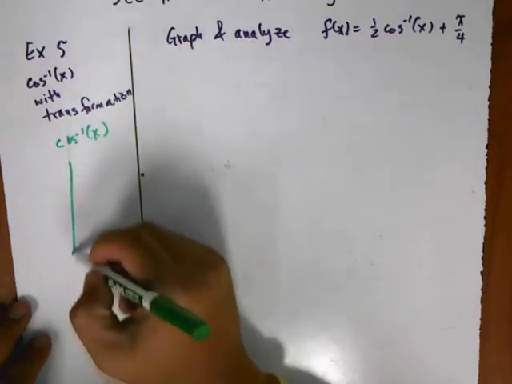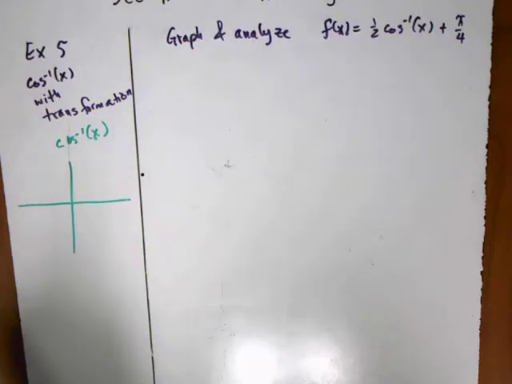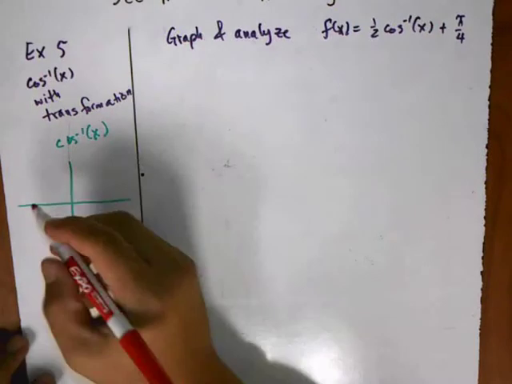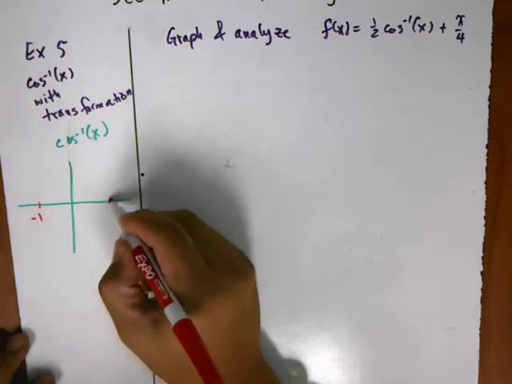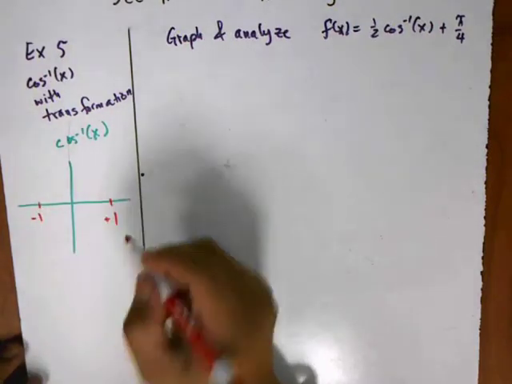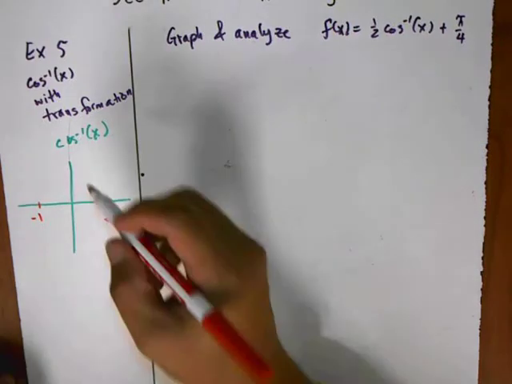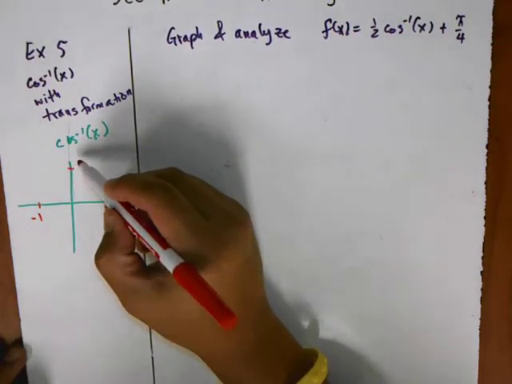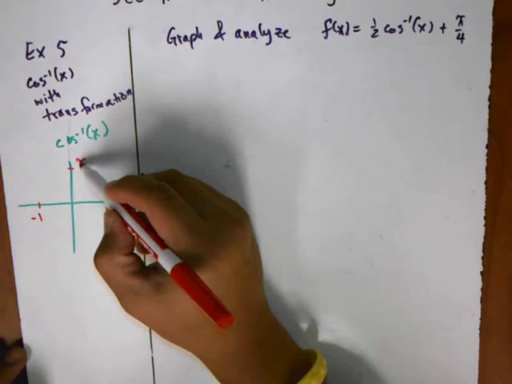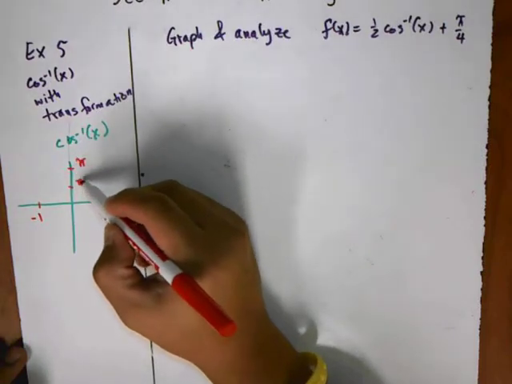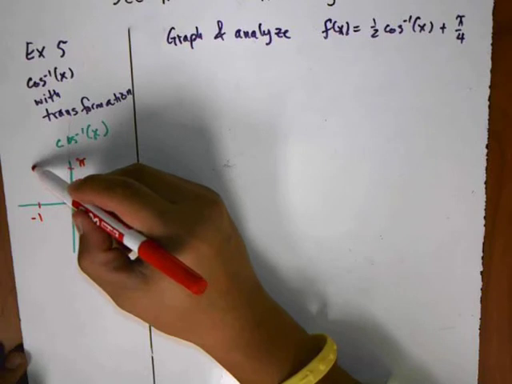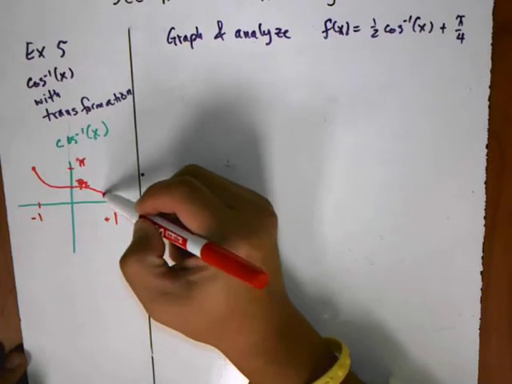So this is just a quick sketch, but we'll still try to make it as accurate as we possibly can. Remember that the inverse cosine function has a domain from -1 to +1. The range goes from 0 to pi, and this right here is pi over 2. And then it basically makes this sort of shape.